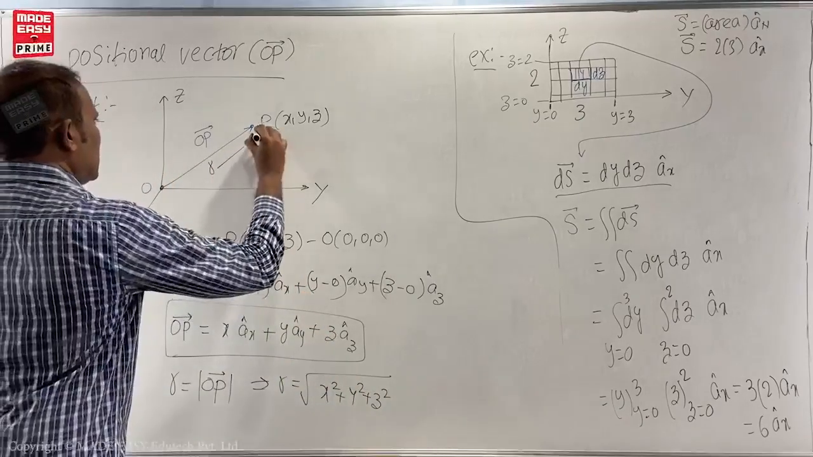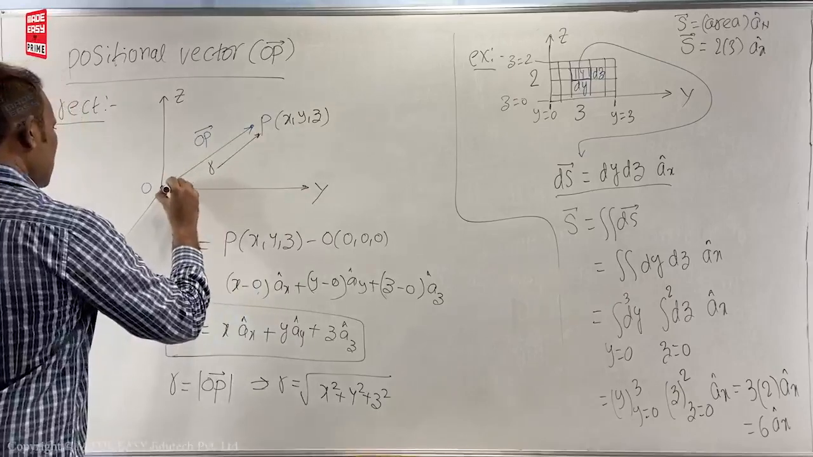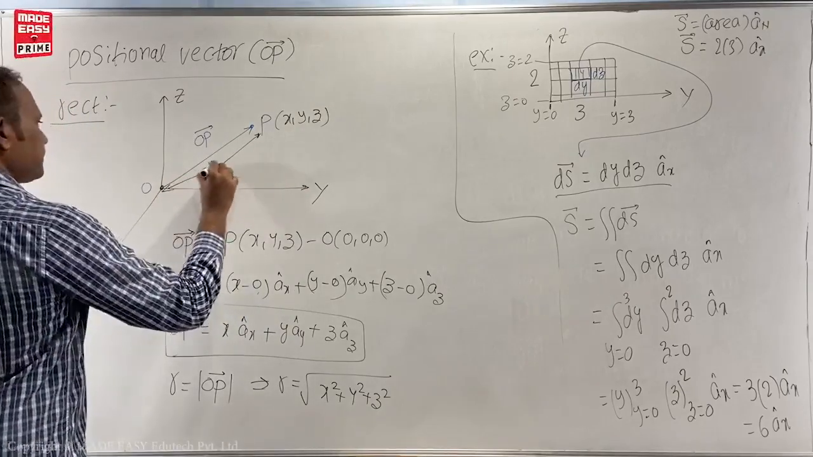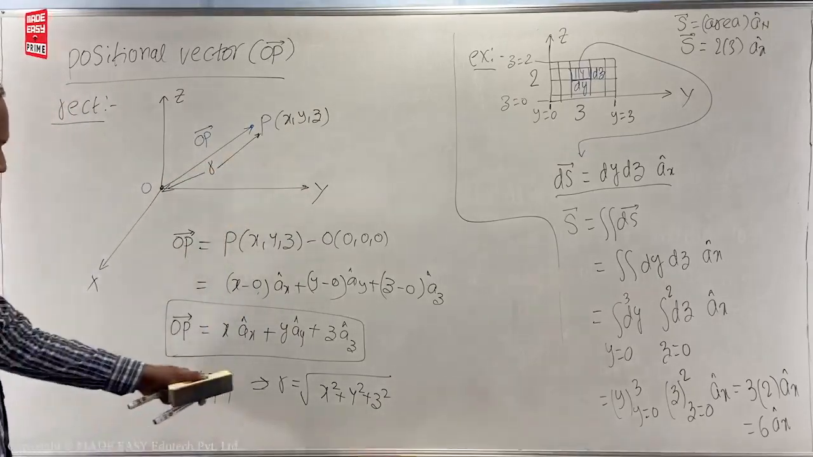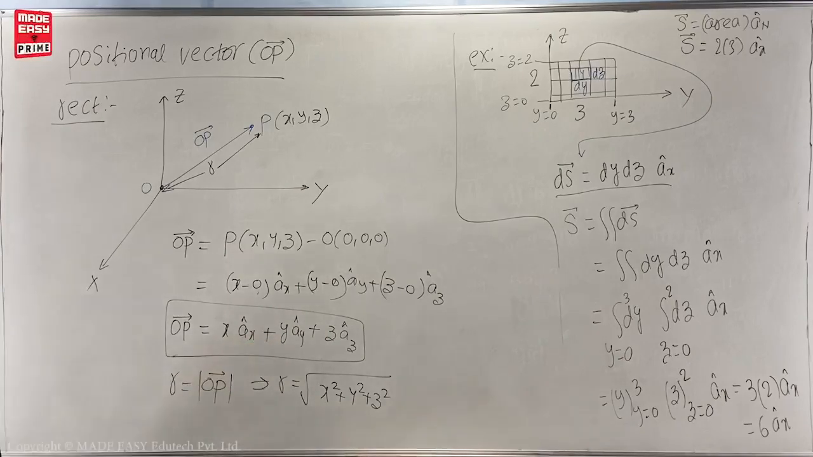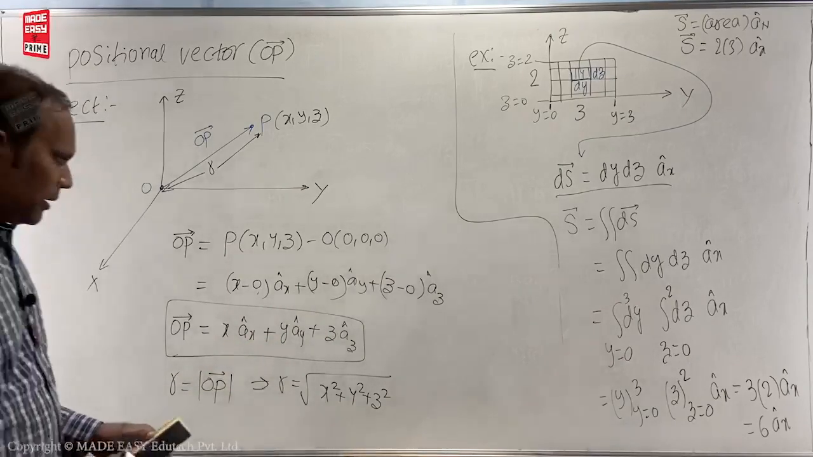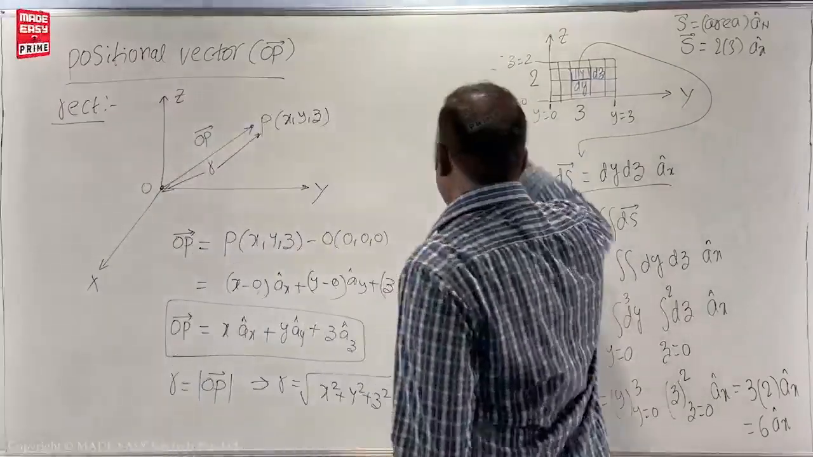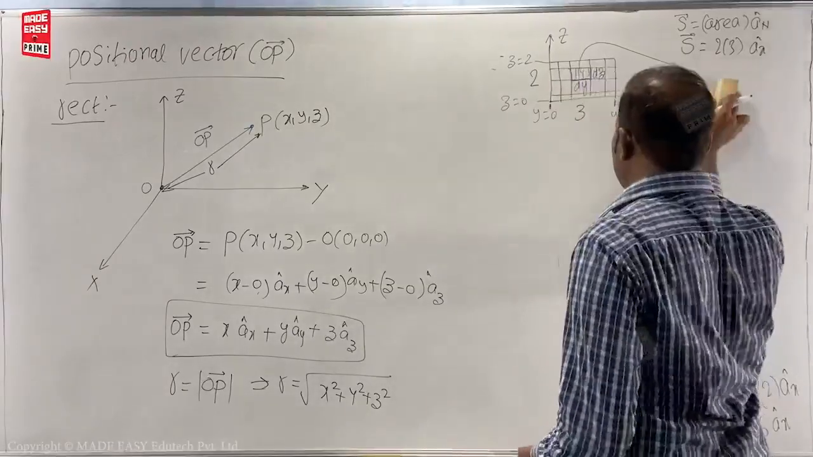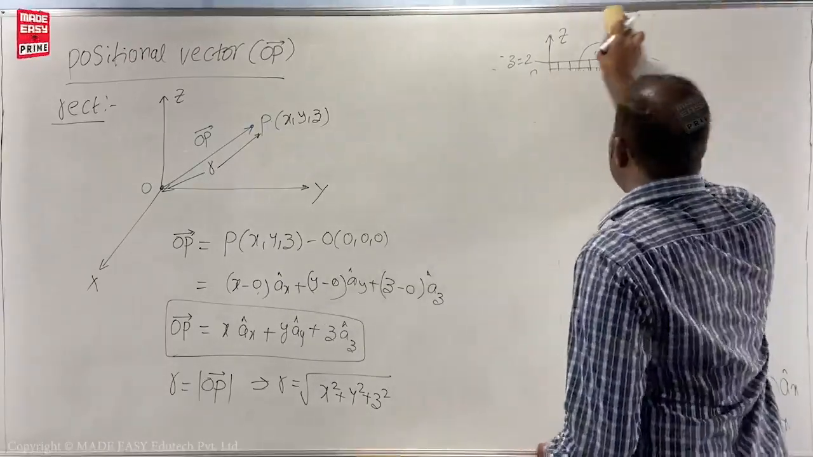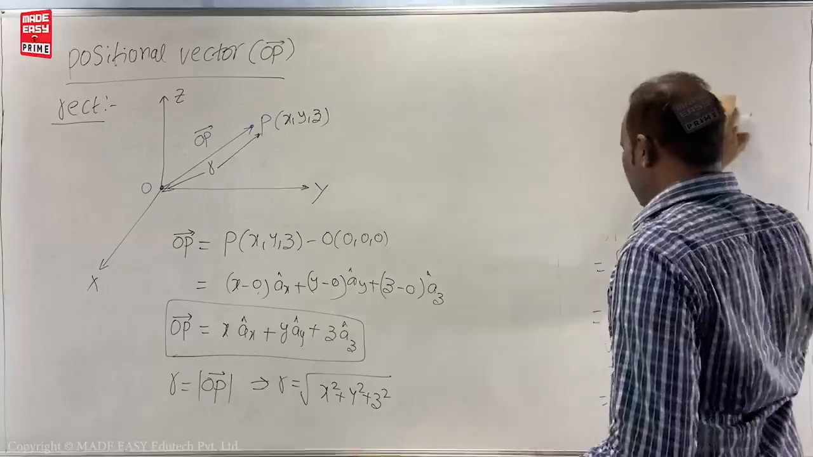So I am taking this is the distance actually from here to origin to this one. And distance is r. So that r is root of x square plus y square plus z square. Now let us write the positional vector in the cylindrical system, dear friends.